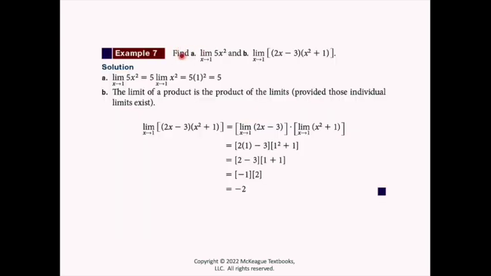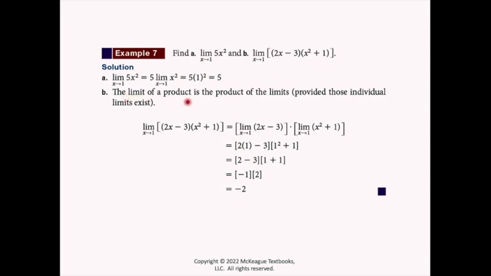So looking at example 7, we're going to do 2 things. We are going to use part A, which is f times x squared, to show the constant times a function. And then in part B, we're going to use the product rule. So in part A, I have 5 times x squared. I can pull that 5 out and find the limit of x squared and then multiply by 5, because I know when I plug 1 into x squared, I'm not going to run into any issues. So I can again use direct substitution here.